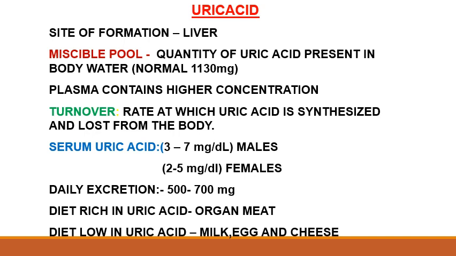What do you mean by turnover? Turnover is the rate at which the uric acid is synthesized and how it is lost from the body. What is the normal level of uric acid? It is 3 to 7 milligrams per deciliter in males and 2 to 5 milligrams per deciliter in females. The daily excretion is 500 to 700 milligrams per day. A source which is rich in uric acid is organ meat, and sources which are low in uric acid are milk, egg, and cheese.